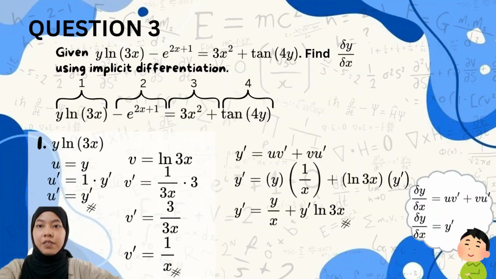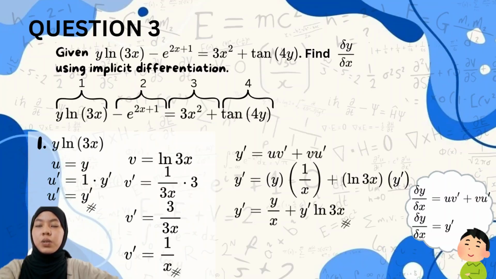Question 3. Given y ln 3x minus e to the power of 2x plus 1 equals 3x to the power of 2 plus tan 4y. Find dy over dx using implicit differentiation. First, we need to differentiate both sides. First, differentiate y ln 3x.